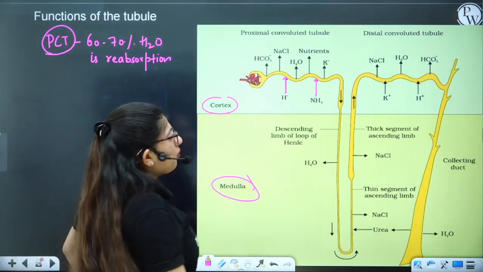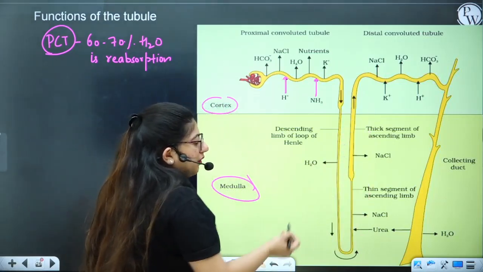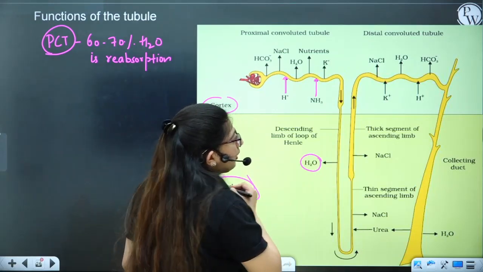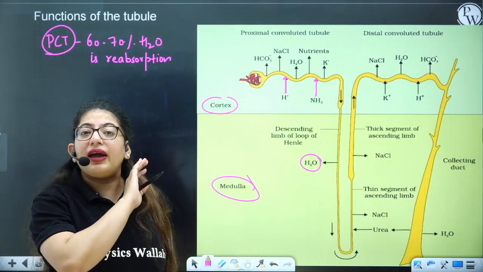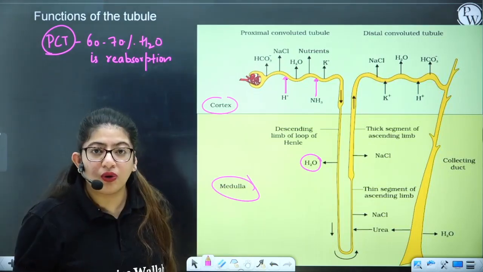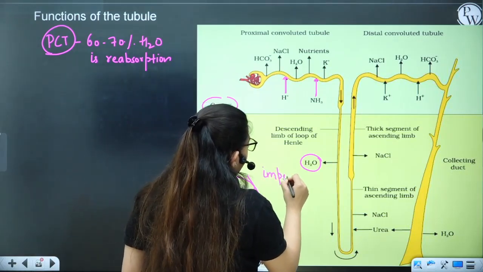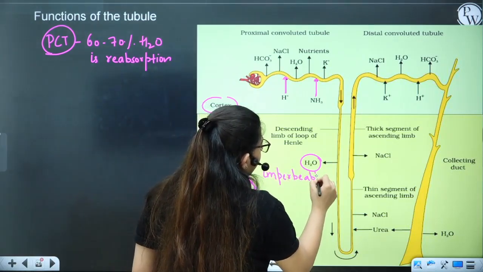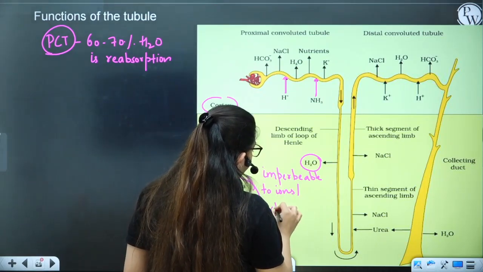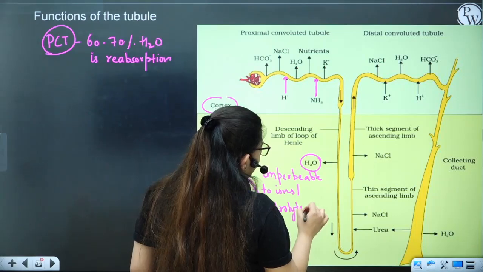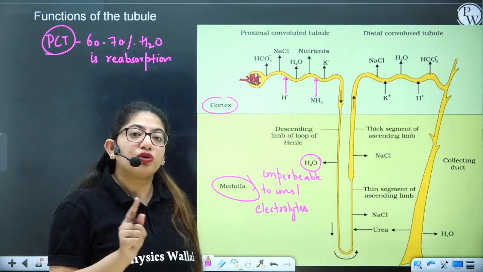Now, we'll move to the descending loop of Henle. The descending loop of Henle is only permeable to water, so it will only help in the reabsorption of water. It will not allow any ions to come or go. It is impermeable to electrolytes, impermeable to ions. Then we have the ascending limb. The ascending limb is impermeable to water.